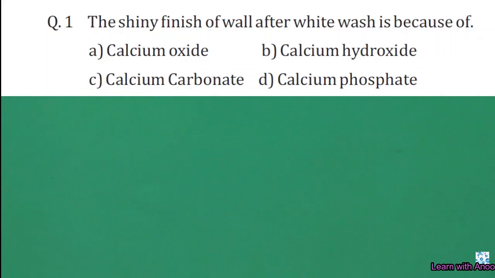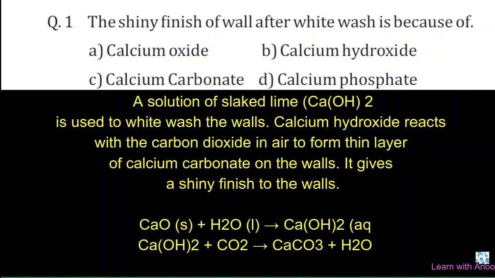Number 1, the shiny finish of a wall after whitewash is because of: options calcium oxide, calcium carbonate, calcium phosphate and calcium hydroxide. The answer is calcium carbonate, because the solution used for whitewashing walls is quicklime, CaO. When this quicklime is mixed with water it gets converted into slaked lime, Ca(OH)2, and on exposure to the air it finally gets converted into calcium carbonate, CaCO3, due to which walls shine. The equations are given here.